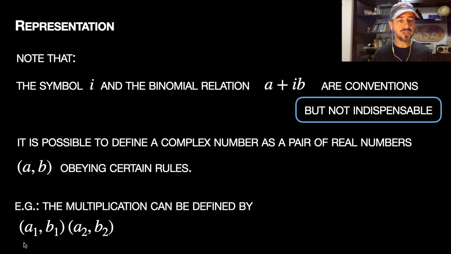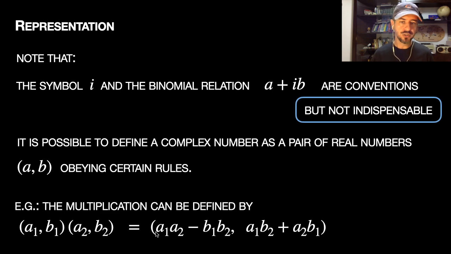We have this complex number, which is a pair of two real numbers, a1 and b1, multiplying another complex number, which is another pair of two other real numbers. So we must define the rule of multiplication such as this. The result is another complex number, which is a pair of two real numbers. The first one is given by this expression, and the second real number is given by this expression.